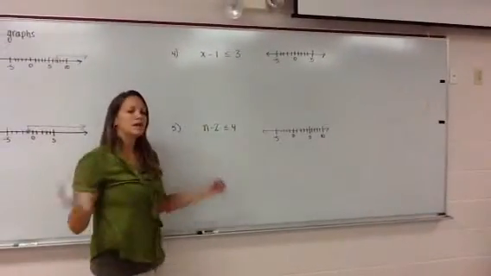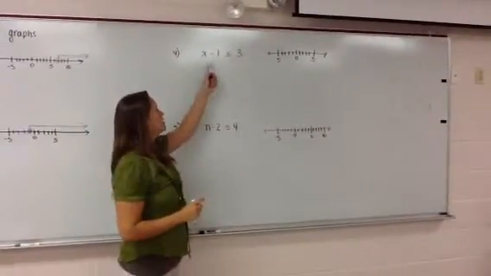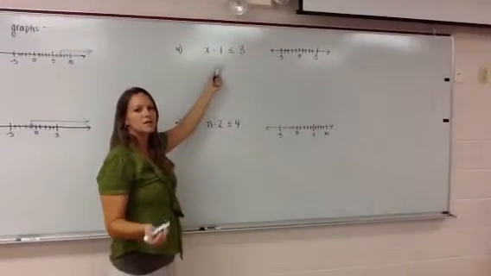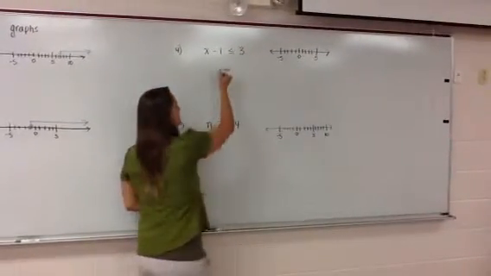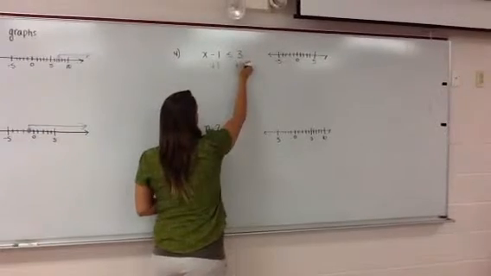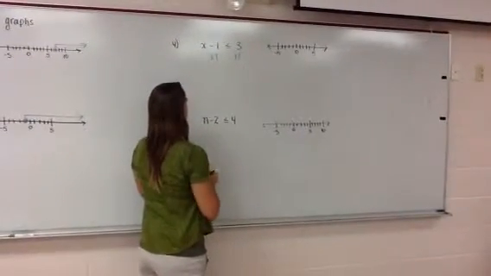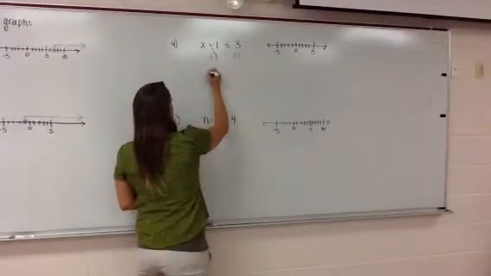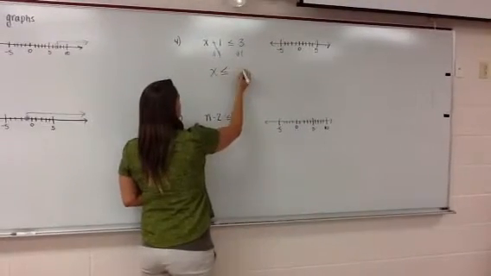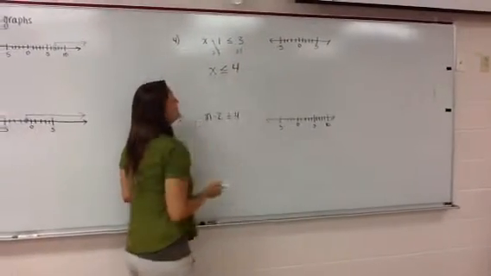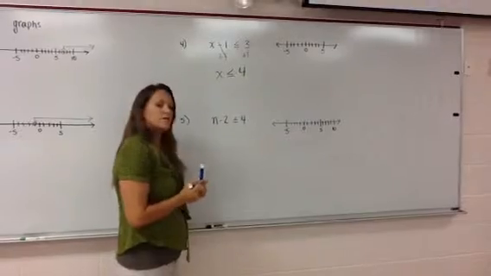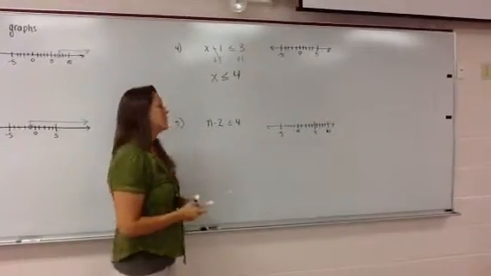Again, question, how do I get x by itself? Well, I don't want this -1 here, so I'll do the opposite. I'll add 1. Okay, that cancels that out, and I'm left with x is less than or equal to 4. Now that I have a solution, I'll go to my number line and graph it.